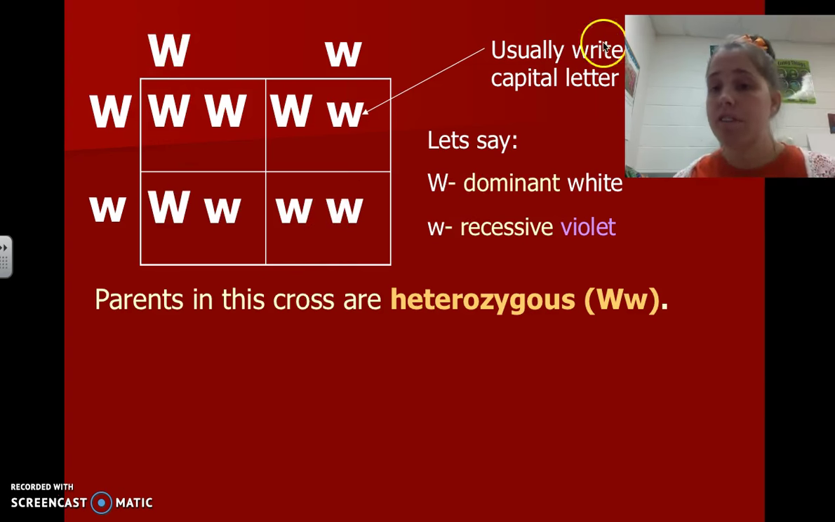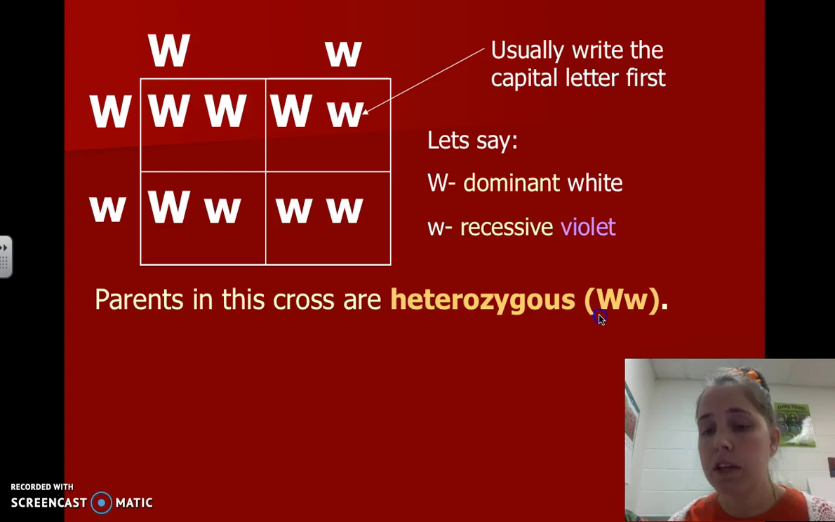So the first hint that you should probably know is that we always write the capital letters first. Even if you didn't do them first, when you rewrite it, it will always go capital letter and then lowercase letter. And we're going to obviously say that the big W is going to be for white, which is going to be dominant. Little w is going to be for recessive, which are violet.